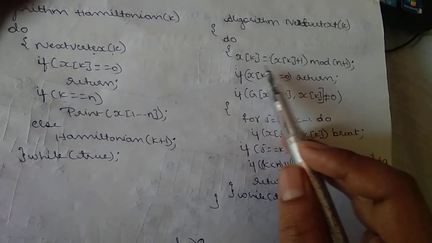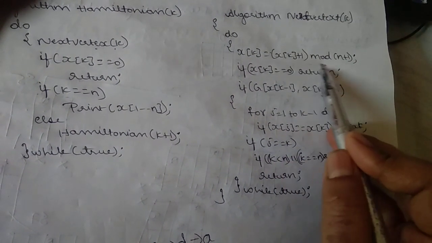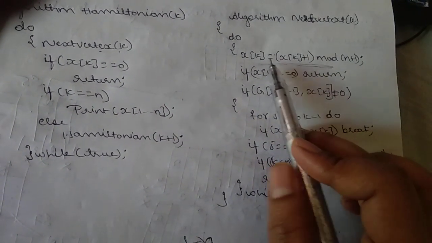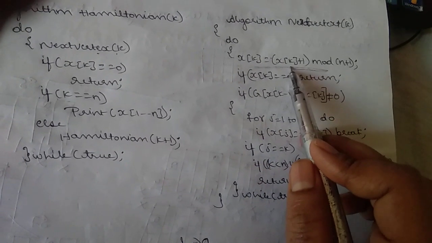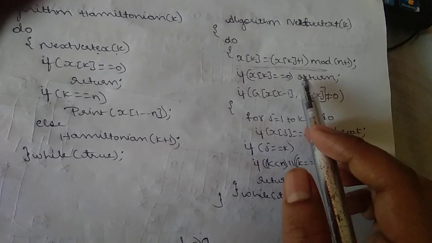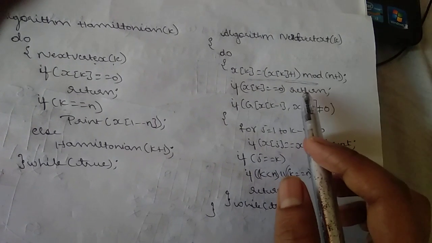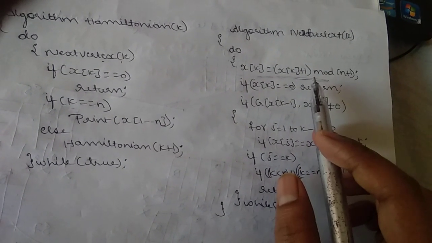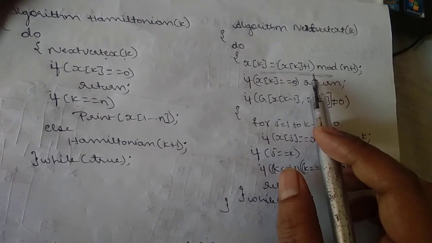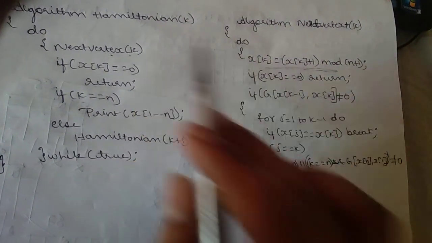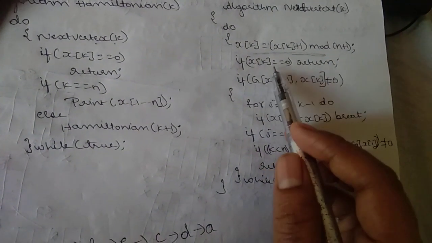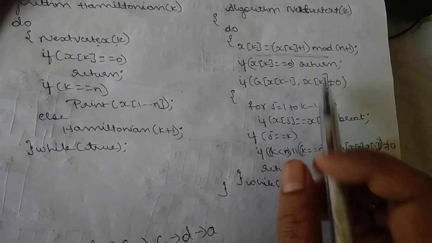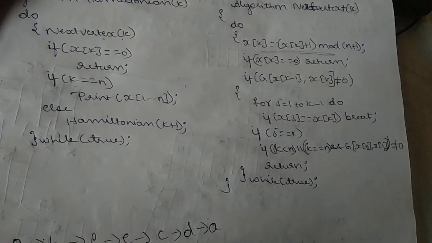Then it will go here. x of 1, this thing is to find out the next vertex. See, x of 1 is equal to x of 1. Initially all the things will be equal to 0. So 1 mod n plus 1 will give you 1. Is it not? The first vertex is 1. Then you will check if x of k is equal to 0. No, it is not equal to 0 because it is updated with 1.